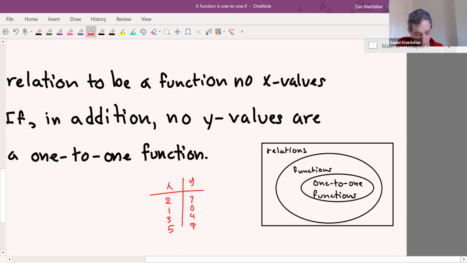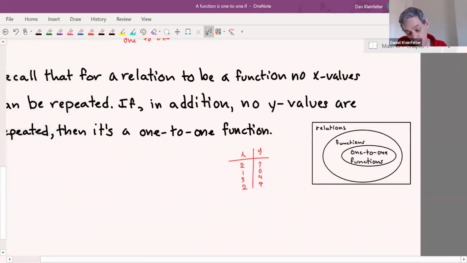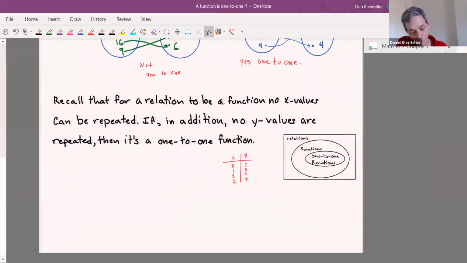like that, 2, 1, 3, 2, let's say, this thing is not even a function. Y is not a function of x. We wouldn't even discuss whether it's one-to-one or not, because the one-to-one-ness is a property only of functions. Okay, so it's just not a function, and that's the end of the story.